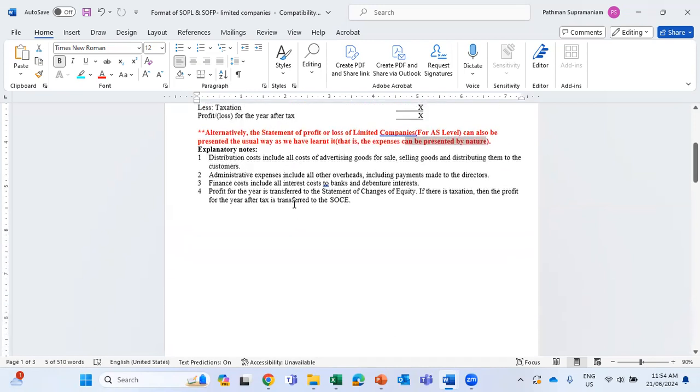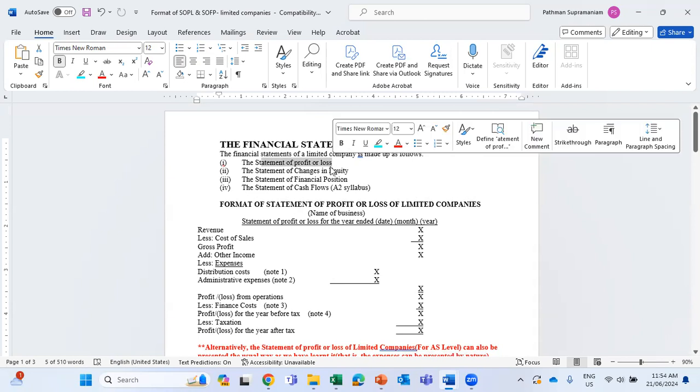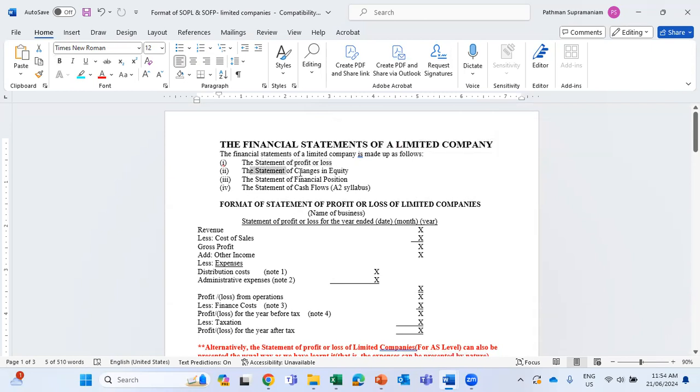So now, a limited company will prepare an SOPL first. After that, they will prepare a statement of changes in equity. This one, I know Shalin, IG, they teach, right? But SPM, I'm not sure.